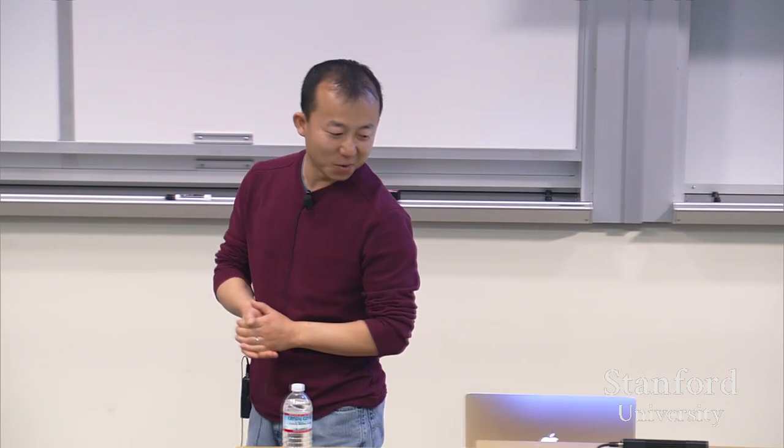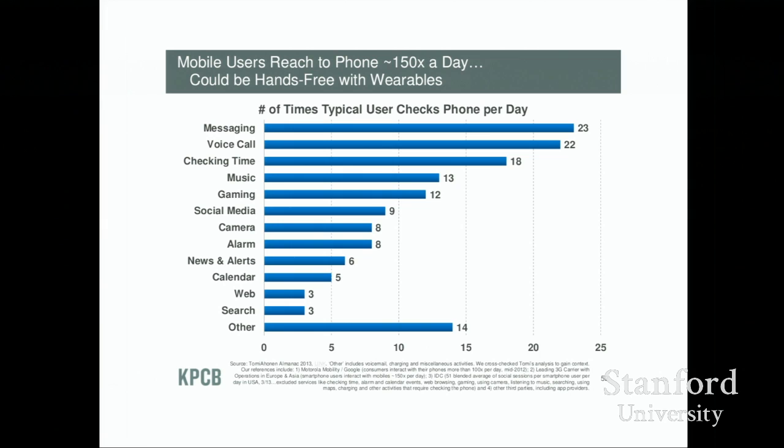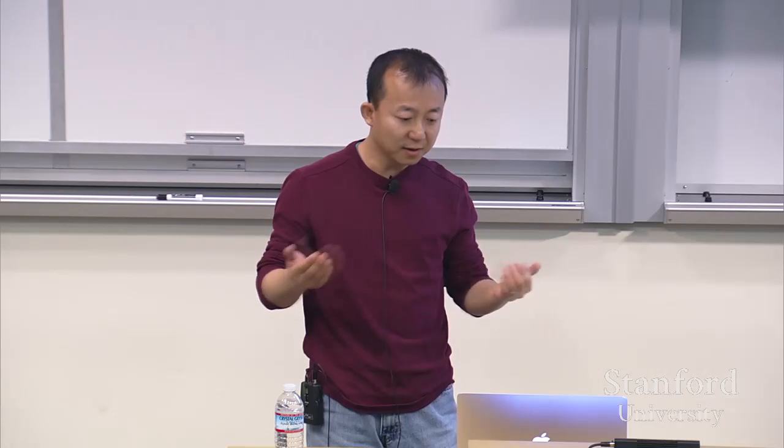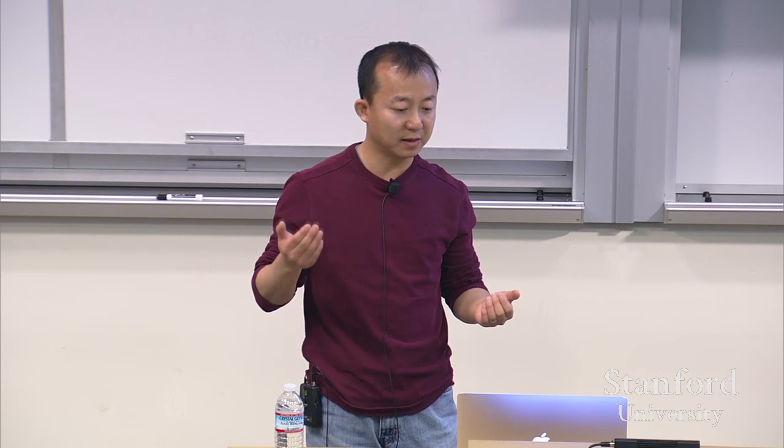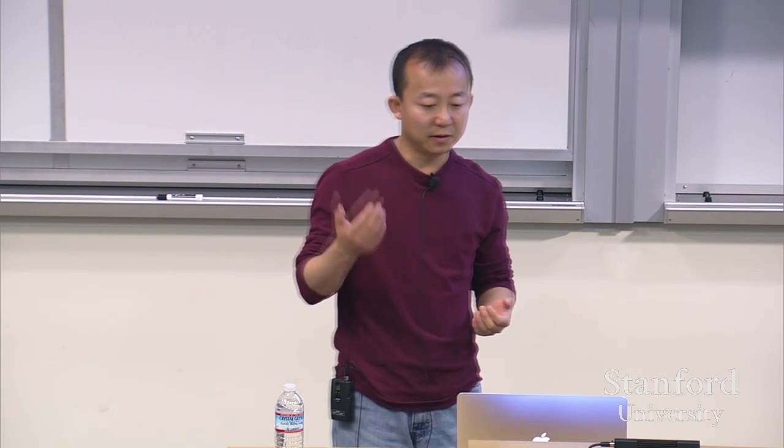200. 30,000. So it turns out we access our mobile devices quite a lot. According to this report from KPCB, a major venture capital firm, mobile users on average use their smartphones about 150 times per day. These include making phone calls, messaging, and other typical activities we would do throughout the day. So clearly, mobile devices have played a very important role in our everyday life.